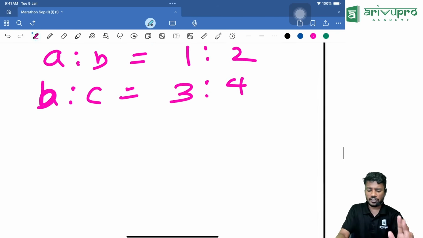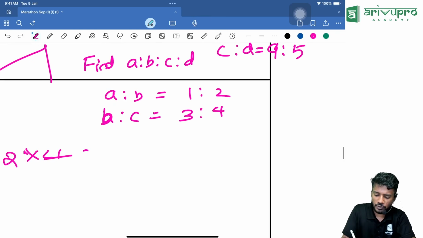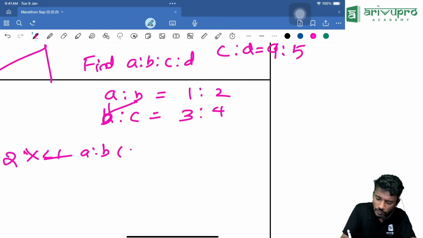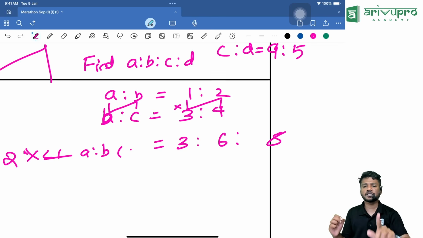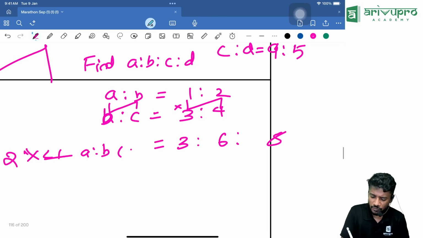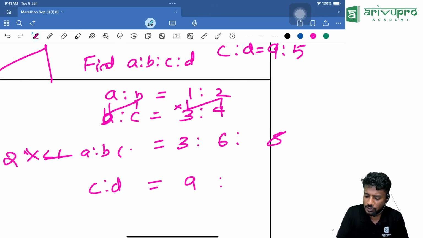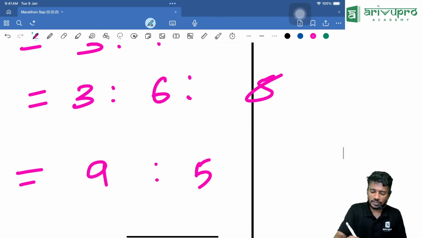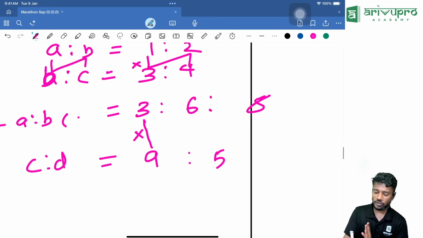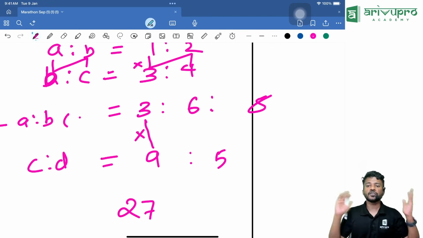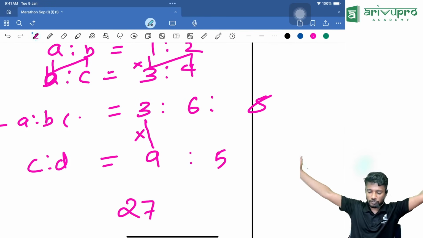First we will find A is to B is to C. How will you find A is to B is to C? 3 is to 6. 3 is to 6 is to 8. Am I right? Yes. Then what is remaining? We need to connect that C is to D also, right? C is to D is almost done. 9 is to 5. Now people, first step is very simple. Listen carefully. First one is this. 3 into 9. How much is it? 27.